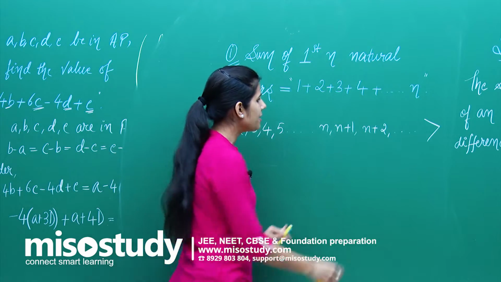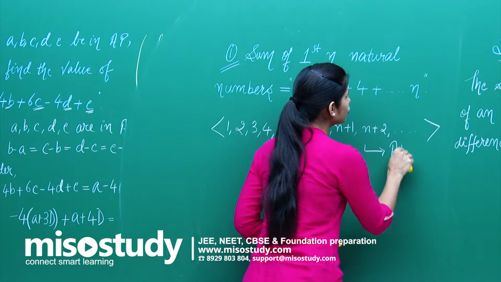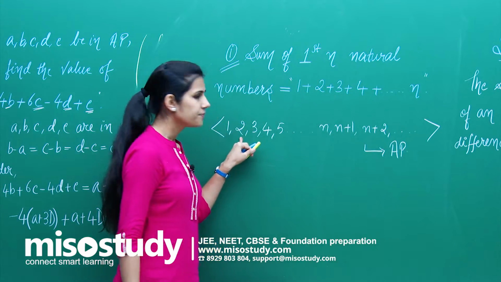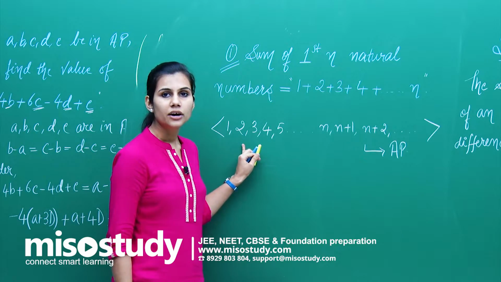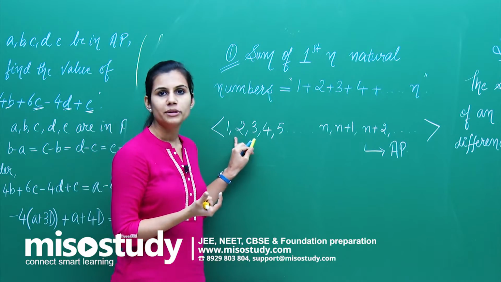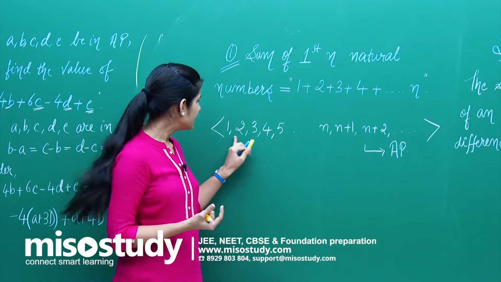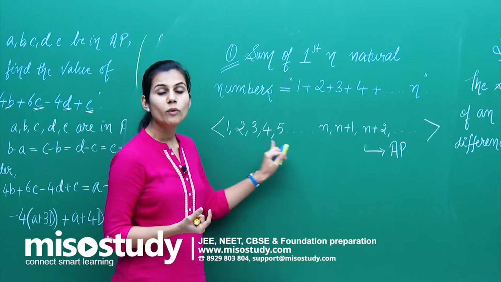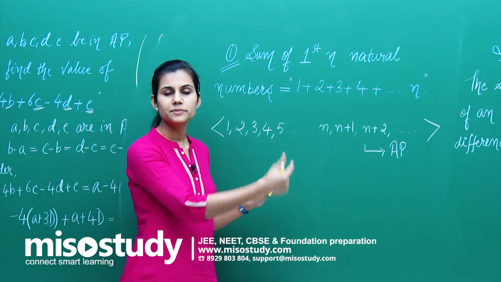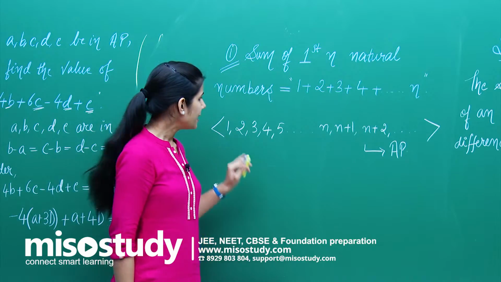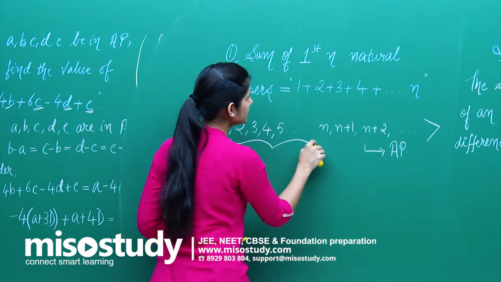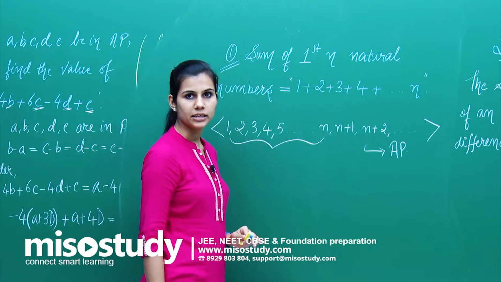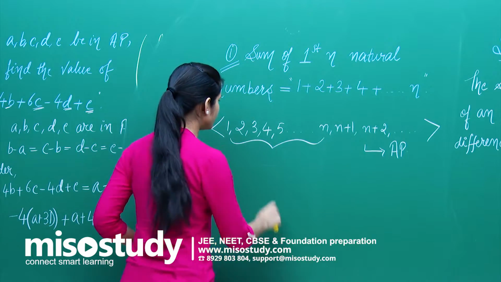I have listed them, and this is very much an AP because any two consecutive terms have common difference 1. They are distant by 1 unit. They are all 1 unit apart. Any two consecutive terms are 1 unit apart each. That is why this is an AP, and over here what is written is the sum of first n terms of this AP.